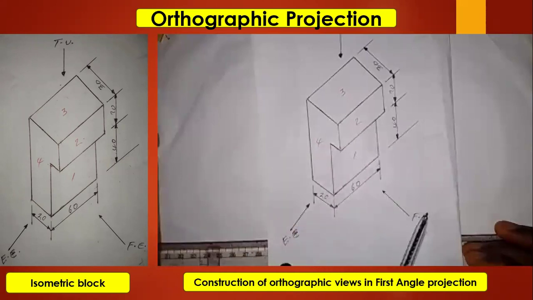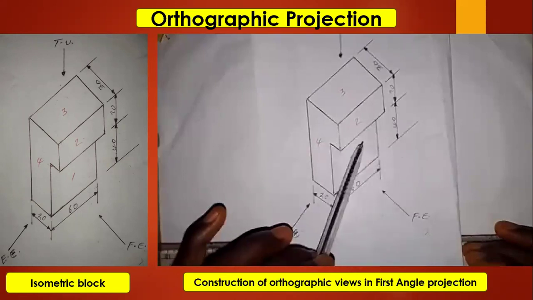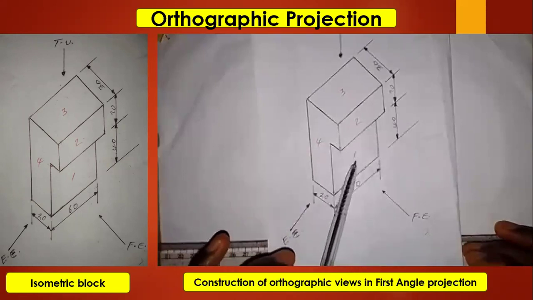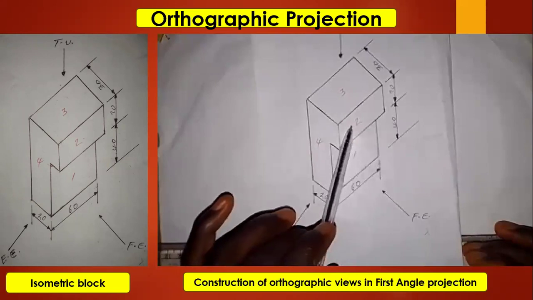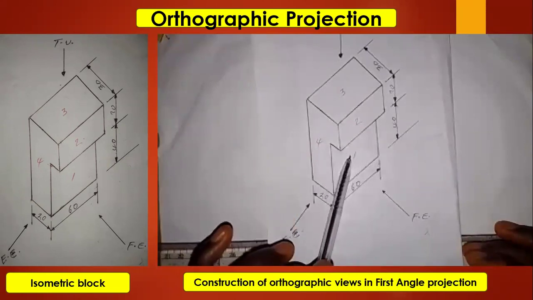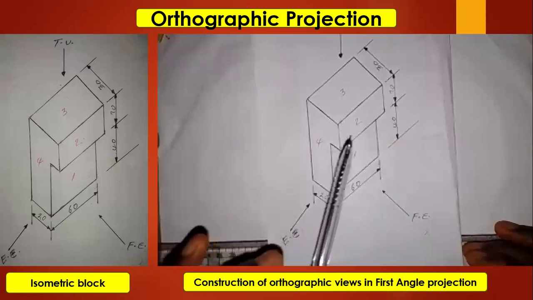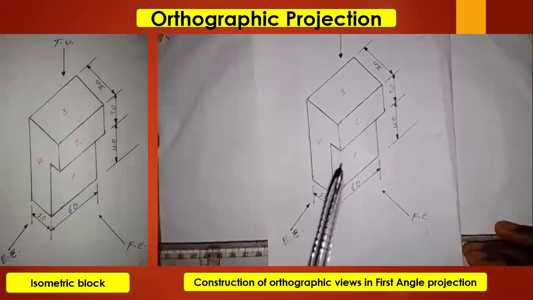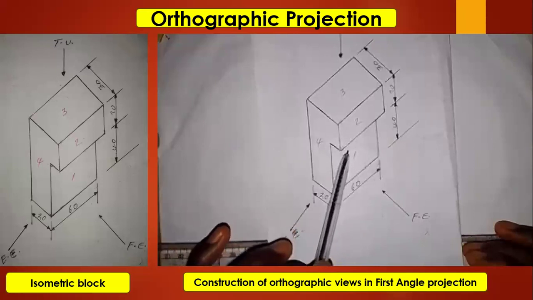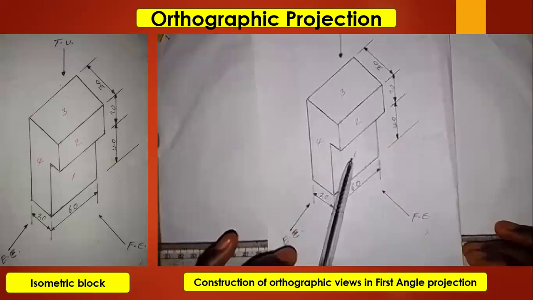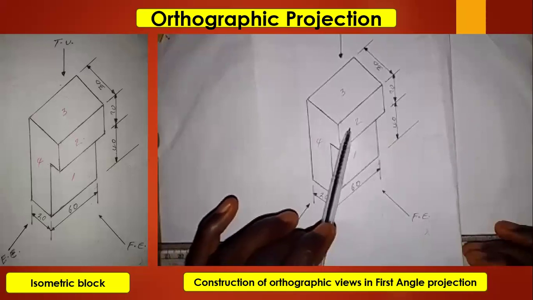So if we are taking this view as the front elevation, we are going to see this rectangle 1 and rectangle 2. So we construct rectangle 1 and 2 as the front elevation. And mind you, rectangle 2 is going to start on rectangle 1. So we first of all draw rectangle 1, then we go on and draw rectangle 2.